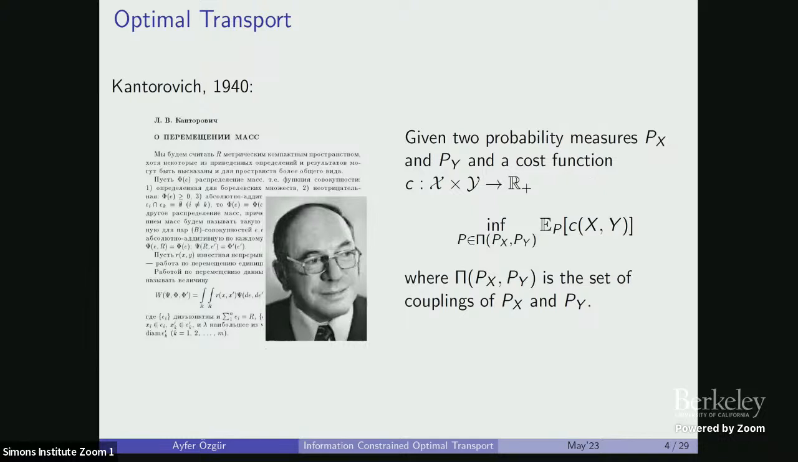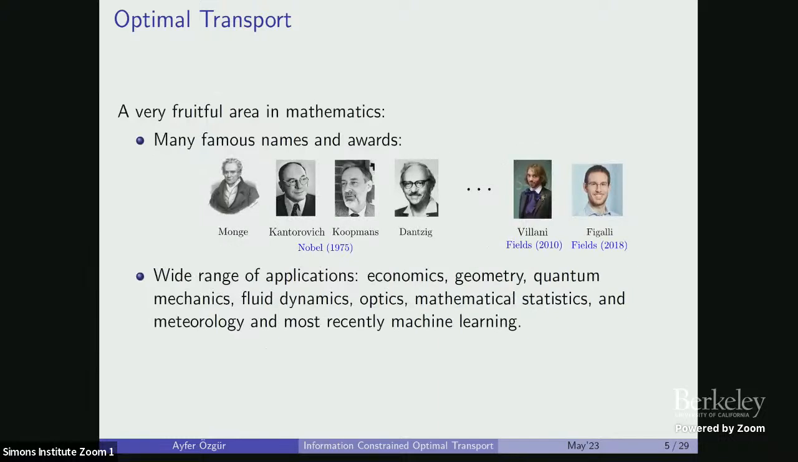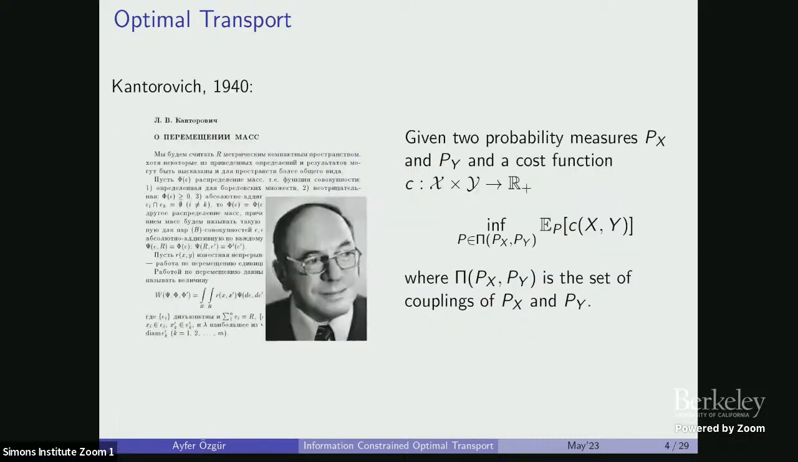Okay, and this turns out to be a very fruitful area in mathematics that sees a lot of famous names, a lot of famous awards. So Kantorovich gets the Nobel Prize in 1975 for his work in this area, together with Koopmans. And then Dantzig invents linear programming in this context, because if you go back, this problem is actually a linear optimization problem, because both the objective here and these constraints are linear in this joint distribution P.